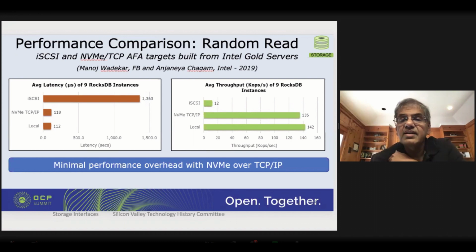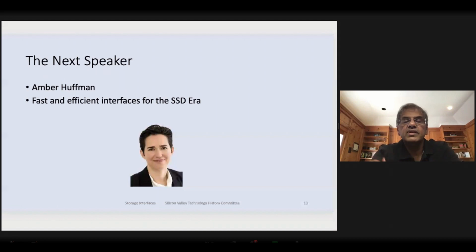And on the right side, you can see the throughput, and very similarly, the throughput of NVMe over TCP is about 10 times better than iSCSI, and very, very close to just having local SSDs. So it's phenomenal how far we've come with these interfaces. And with that, I am going to turn it over to our next speaker, Amber Huffman, and she's going to talk to you about fast and efficient interfaces for the SSD era. Amber, over to you.